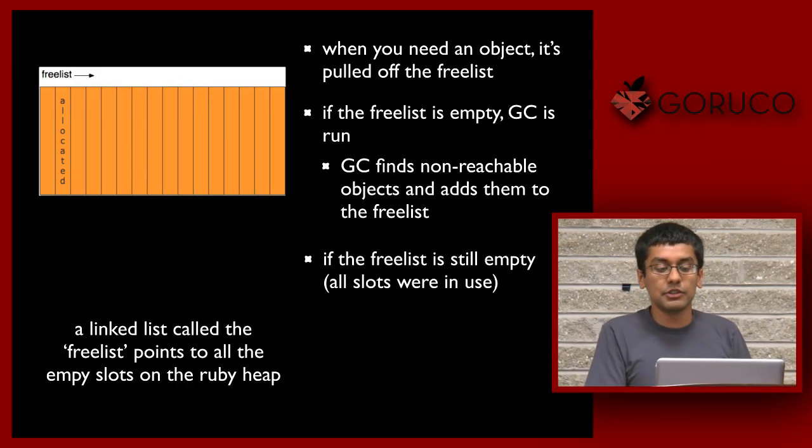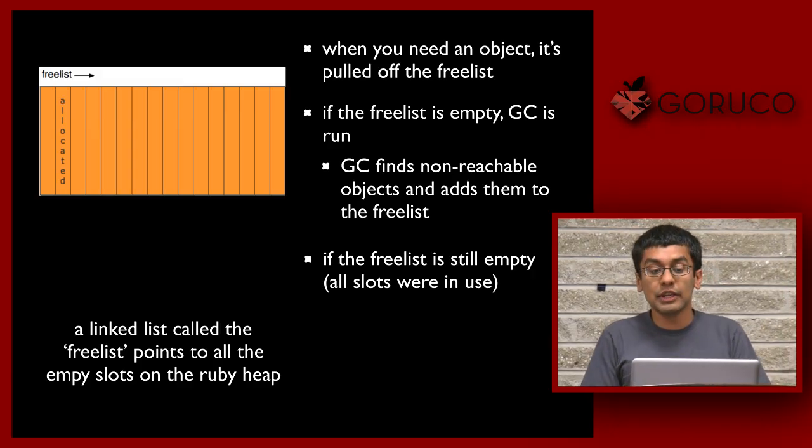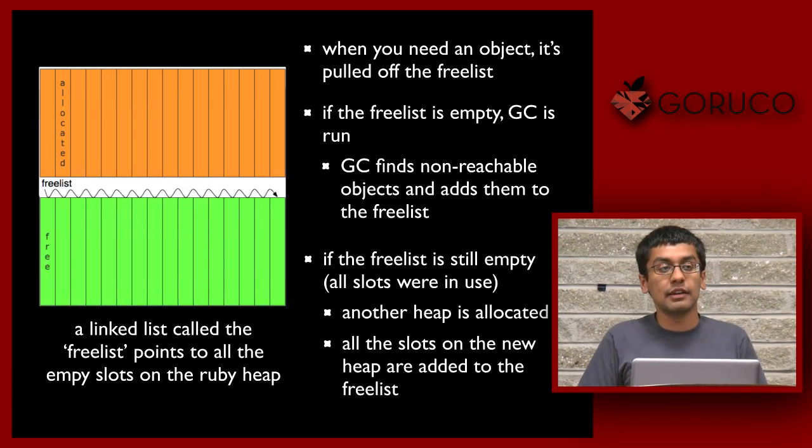There's also another condition where maybe all the slots were in use and it wasn't able to find any garbage, and the free list is still empty. And so in this case, it has to go ahead and allocate a whole bunch of new slots, and it adds all those slots to the free list, and then again continues on as normal.